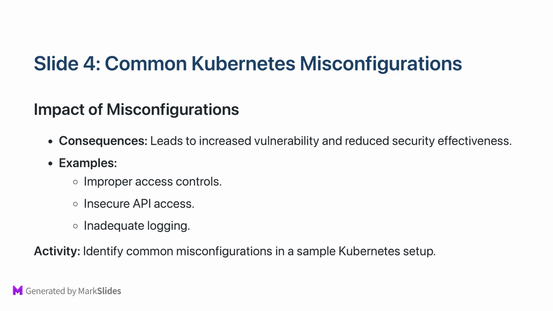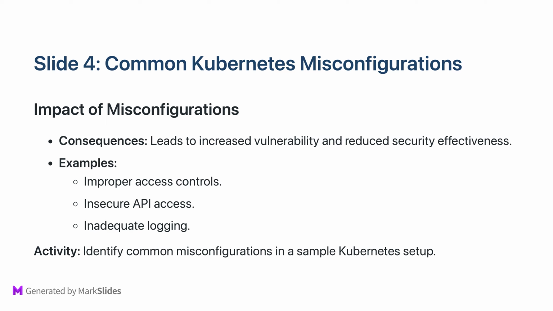Misconfigurations in Kubernetes can have serious consequences, leading to increased vulnerability and reduced security effectiveness. Let's dive into some specific examples. First, improper access controls can allow unauthorized users to perform actions that could compromise your cluster. Always ensure your roles and bindings are properly configured. Next, insecure API access can expose your Kubernetes API server to external threats. It's crucial to configure your API server securely, using appropriate authentication and authorization mechanisms. Lastly, inadequate logging can hinder your ability to detect and respond to security incidents. Make sure you have comprehensive logging in place and monitor those logs regularly.